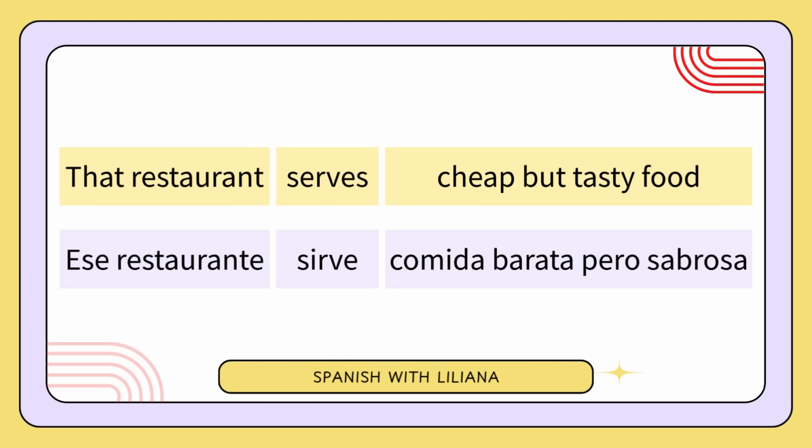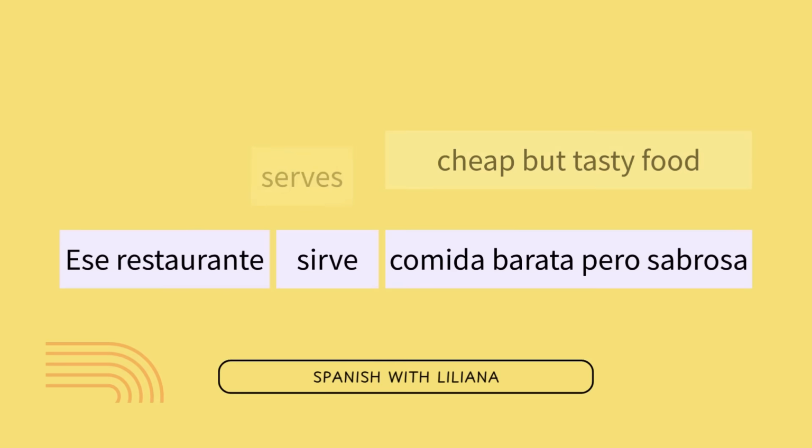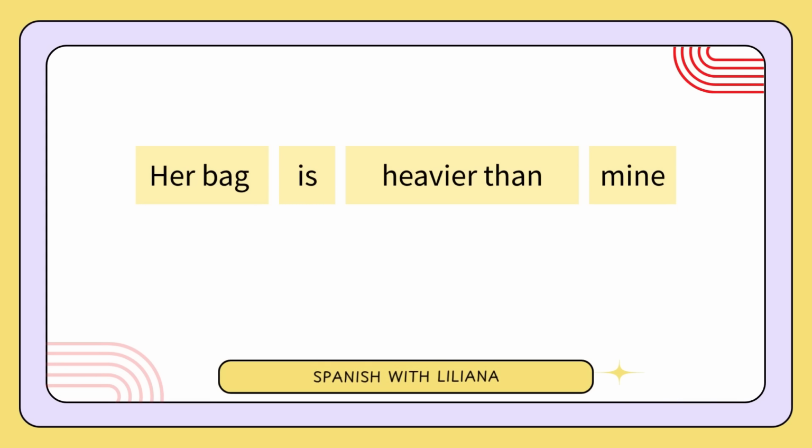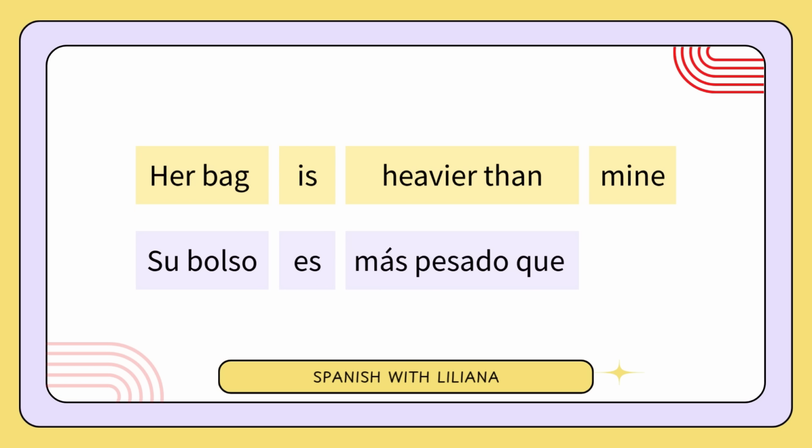Now let's say it faster. Ese restaurante sirve comida barata pero sabrosa. So here the noun comes before the adjectives. The last sentence I have today is, her bag is heavier than mine. So how do you say her bag in Spanish? It is su bolso. Su bolso is heavier than mine. So here is heavier, es más pesado.